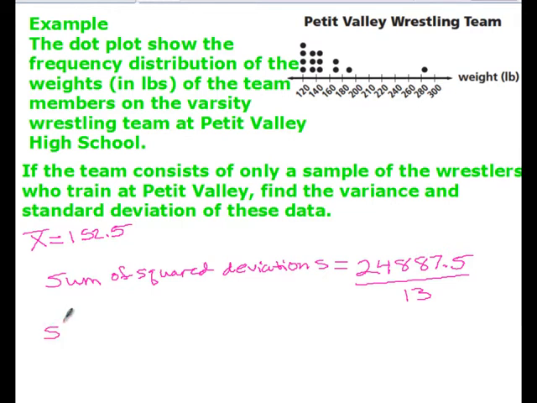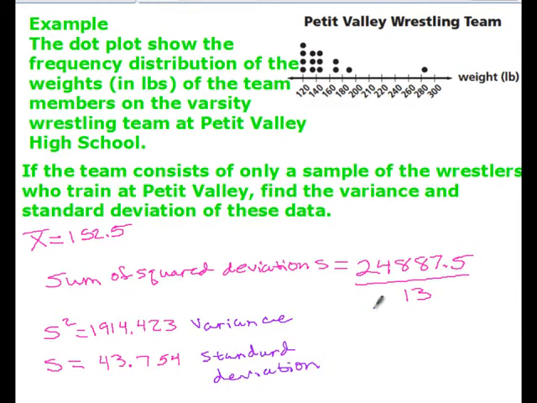Now to find variance, we're going to divide by not 14, but 13. And so our s squared is going to equal 1,914.423, and our standard deviation is going to be the square root of that, which is 43.754. And by changing to n minus 1, we're taking into account the fact that not all of our data is represented. So the 1,914 is our variance, and the 43.754 is our standard deviation.